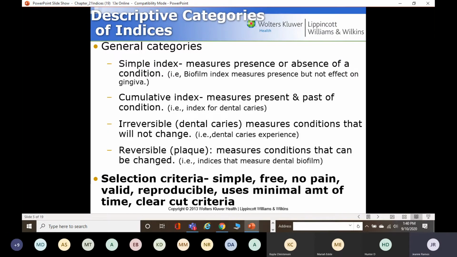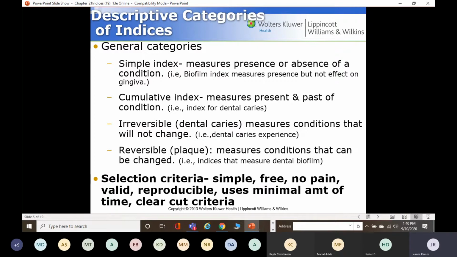A cumulative index measures the present and past of a condition, like an index for dental caries would maybe be cumulative. You check it this year and maybe last year. You check it every 6 months when they come, and check what they have today against what they had before.